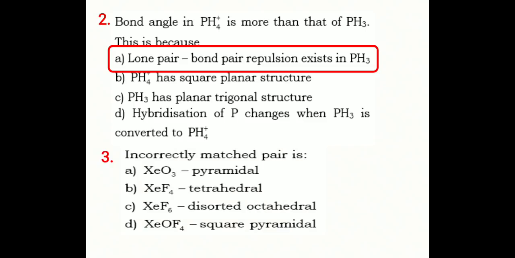The third one, incorrectly matched pair. So if you remember, xenon has 8 valence electrons. If you use that hybridization formula for XeF4, you will never get the tetrahedral structure. For XeF4, you are not going to get sp3. Because xenon is 8 plus 4, 12, divided by 2, that is 6, you are going to get the square planar structure for this XeF4. Hence the answer for this question is B.